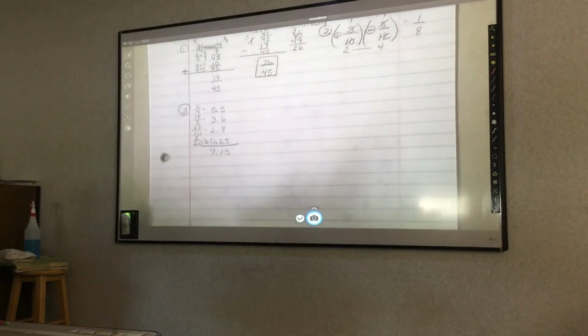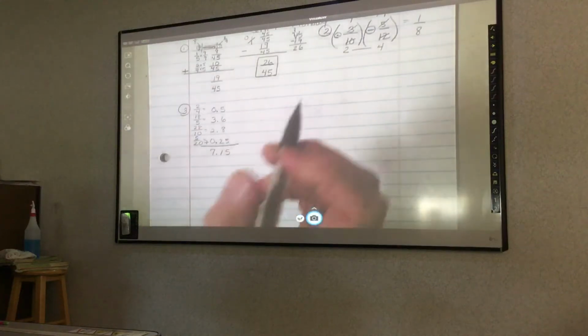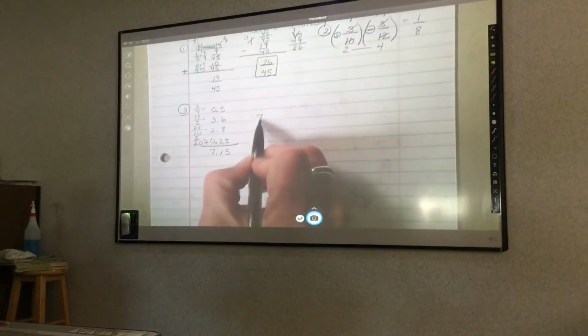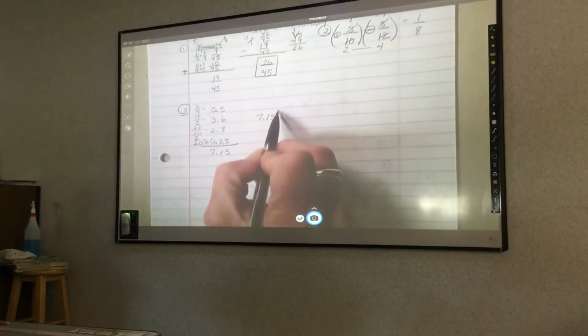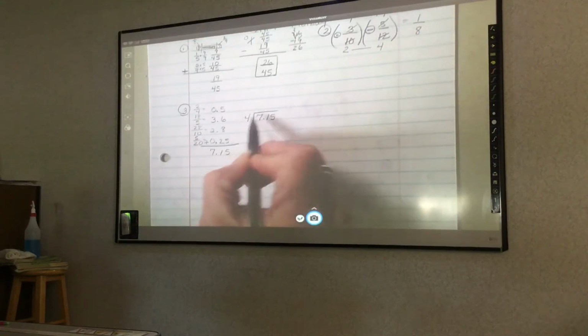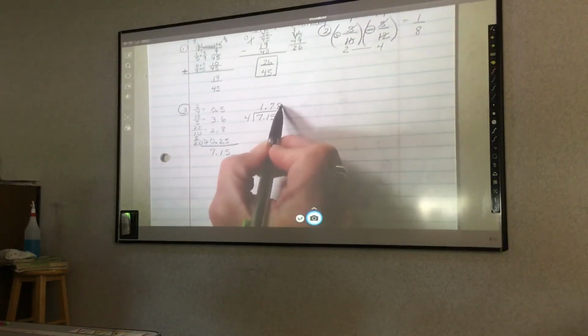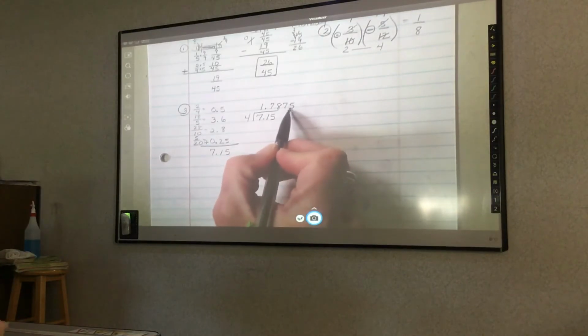What's the next step in finding the mean? Divide by how many there are, and there's 4. So I do 7.15 divided by 4, and my final answer would be 1.7875.